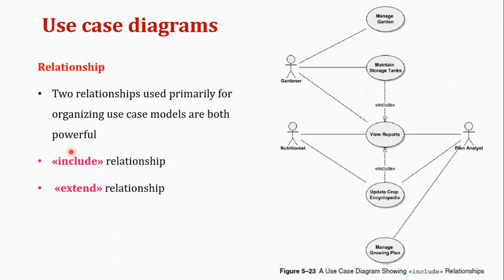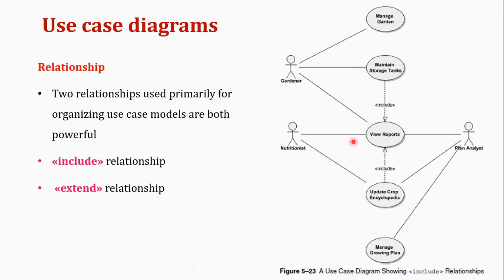And in a use case diagram, the important part is relationship. So how the entities are related to each other. We have two relationships: one is include and the other is extend. First is the include relationship. In the hydroponic system, check out this include relationship where view report includes the maintain storage task, which is done by the gardener.